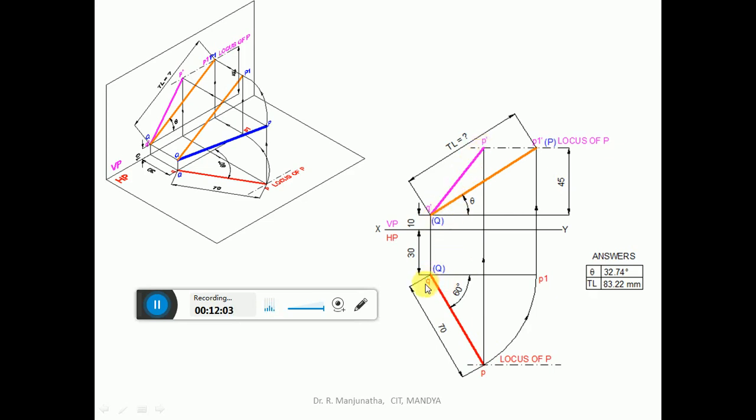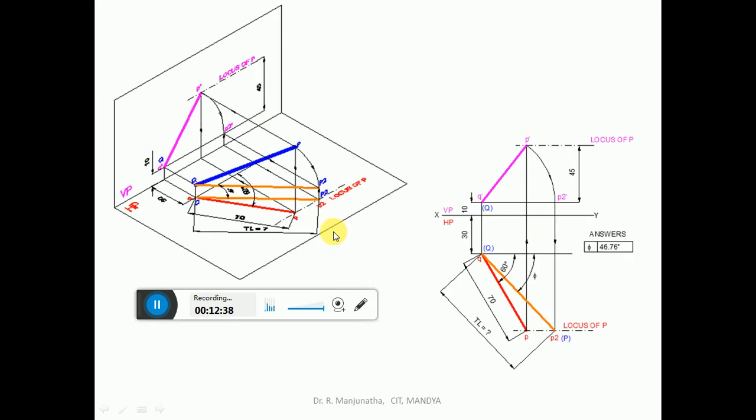Then you make QP parallel to VP. That is what we have made: QP1 is the line which is parallel to VP. When you look from the front view, you get the true length. When you draw a vertical projector to the front view, you cut the locus of P in the front view, so you get this P1 dash. Then join Q dash P1 dash here. Since this line is parallel, you get capital P and capital Q. Then measure the inclination theta here and also the true length. That is what we have done in the first step.